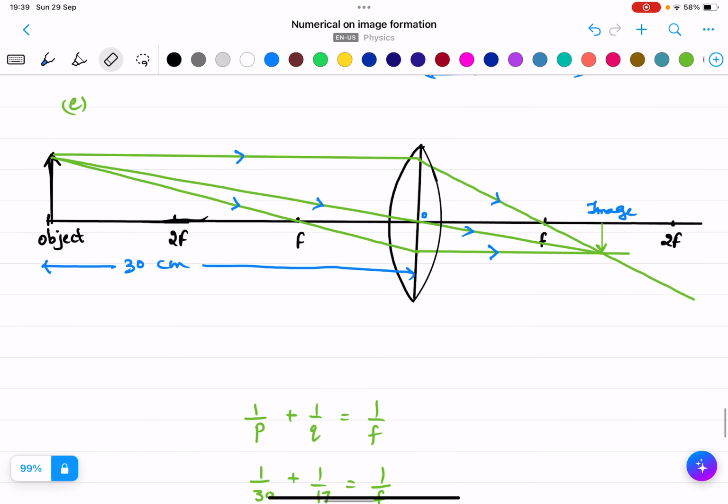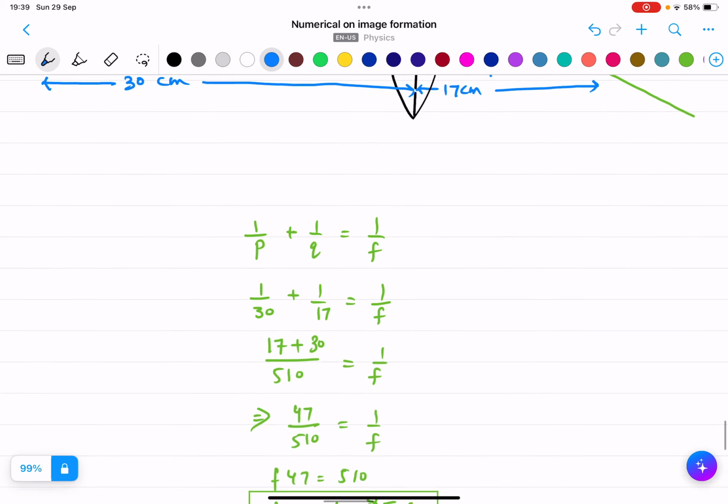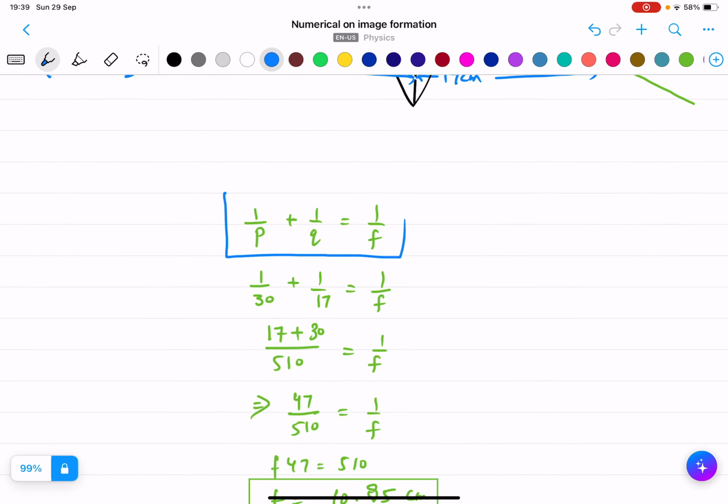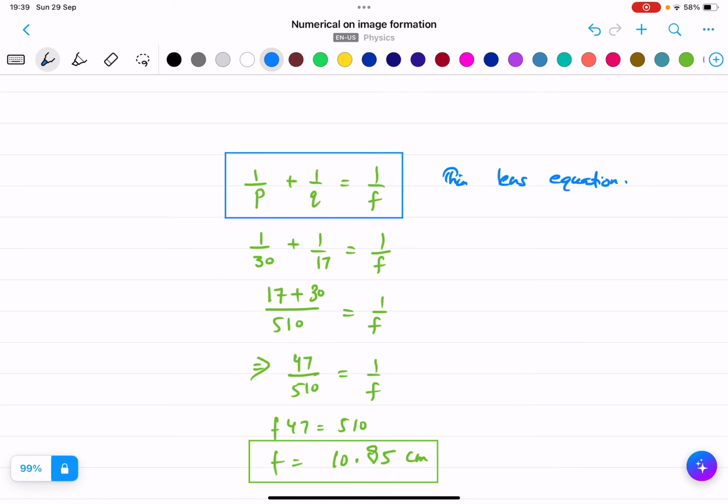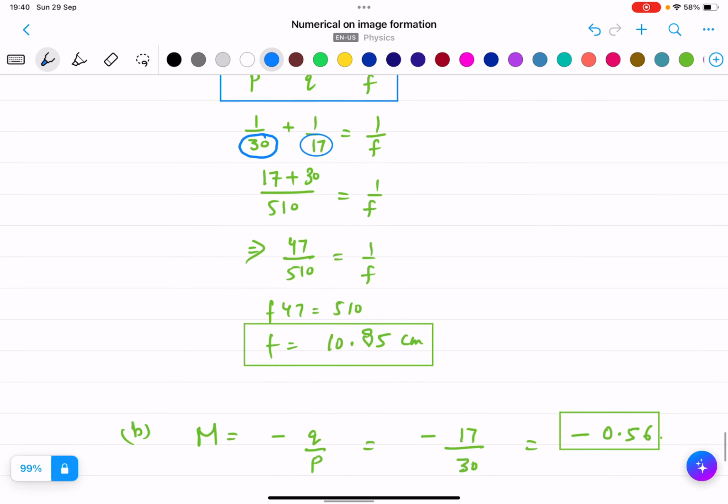Okay, so if you measure this distance, it will be 17 centimeter, which is given in the question. Now we'll use the thin lens equation. Always remember to use this equation. So 1 by P plus 1 by Q equals 1 by F, where P is the object distance and Q is the image distance. So we have done the formula, and by this we can see the focal length is 10.85 centimeter.